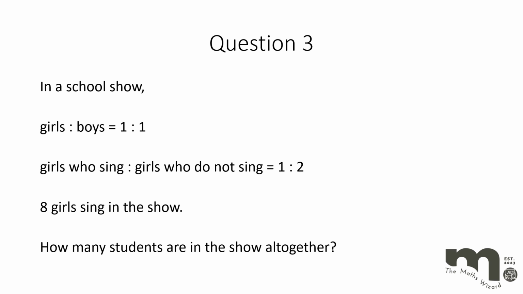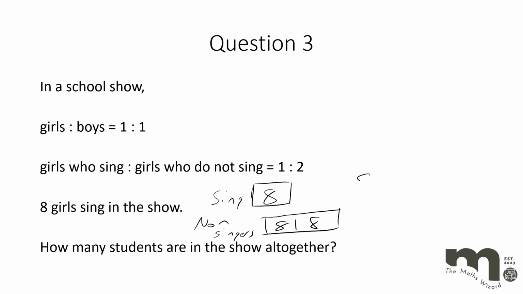Now we're being told here that 8 girls sing in the show. So that 1 part is worth 8. So for the singers, and then the non-singers, we essentially there have 2 lots of 8, which is 16, because 8 times 2 is 16. Now it's saying then how many students are in the show altogether. Well, we've got 3 parts here, which are 3 lots of 8. So 3 times 8 equals 24. So that's 24 girls in total.